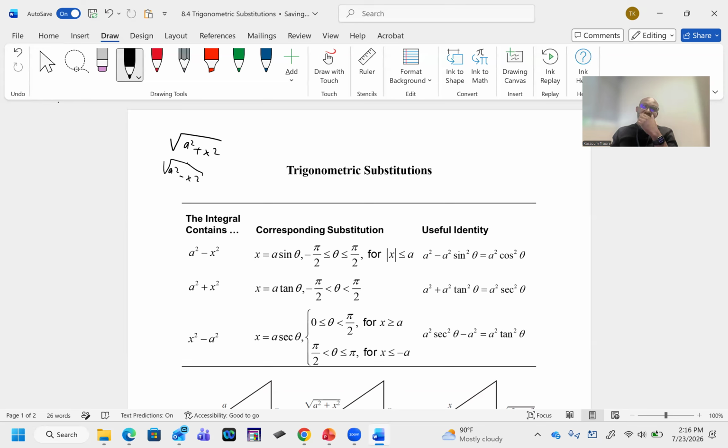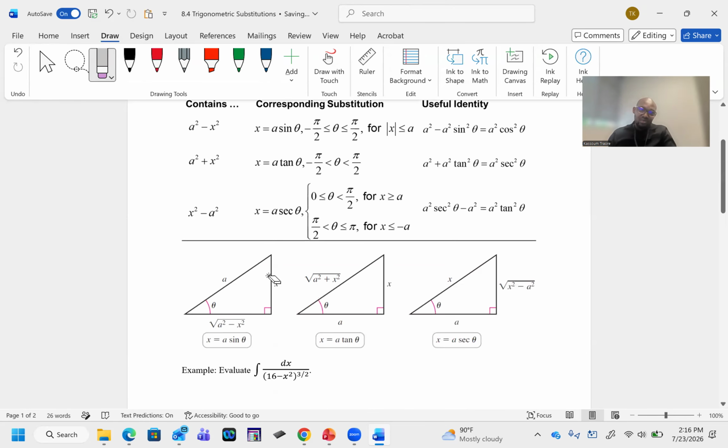You cannot get rid of your square root unless it's just the product of two terms, so that the square root and the square cancel out. That's why it's important to know this substitution. If you see them, you have to know what type of substitution we are going to use.